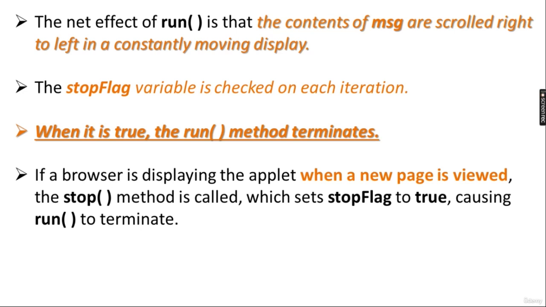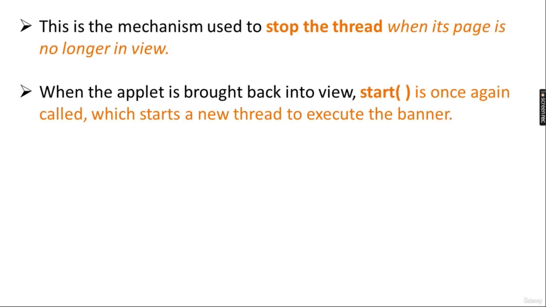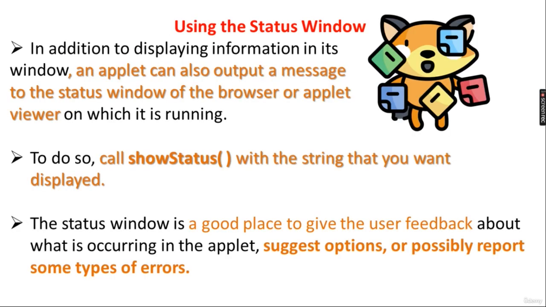The stopFlag variable is checked on each iteration. If it is true, then the iteration will stop. When it is true, the run method terminates. If a browser displaying the applet moves to a new page, the stop method is called. We set the stopFlag to true, causing run to terminate. This is the mechanism used to stop the thread when the page is no longer in view, so that the thread will be stopped automatically. When the applet is brought back into view, start will be called again, and we start a new thread to execute the banner once again. So it is just a game of start and stop.